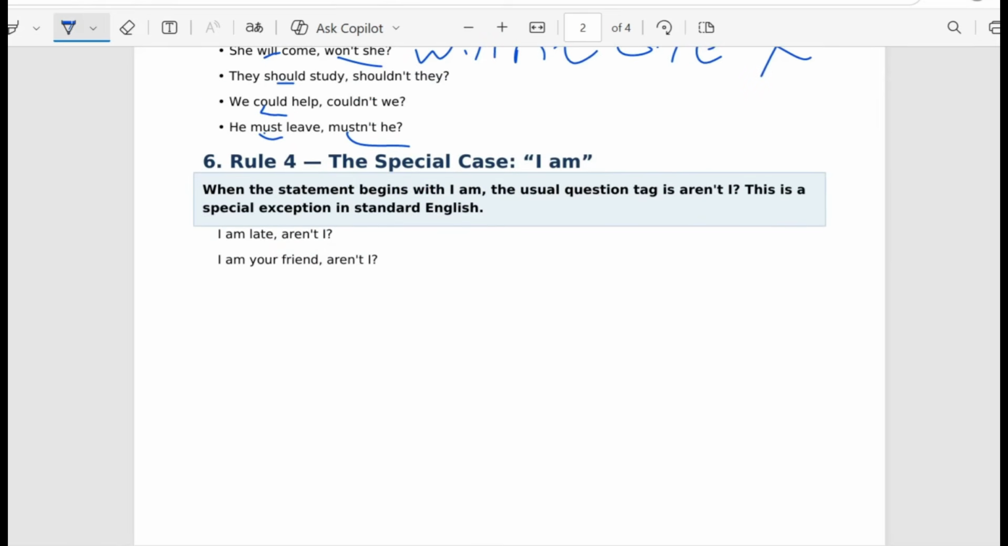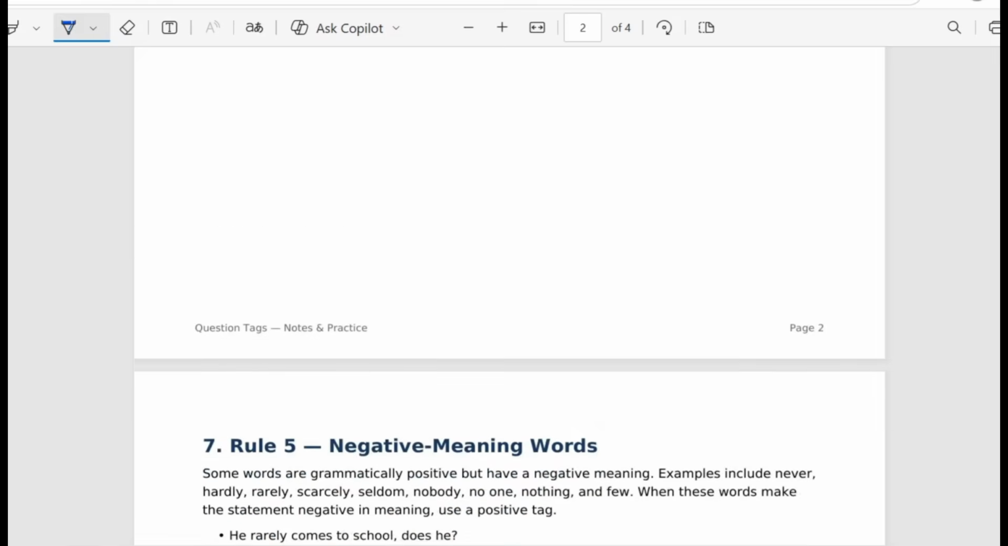Then we go to rule number 4. The special case, I am. I am is a special case. When the statement begins with I am, the usual question tag is aren't I. So I am changes to be aren't I. This is a special exception in standard English. I am late, aren't I? I am your friend, aren't I? I am a footballer, aren't I? So I am is a special case, and you find that I am changes to be aren't I.